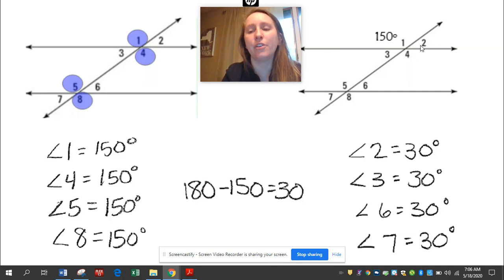So what I see here is that angle 2 is on a straight line with 150, okay? And we already learned that straight lines have to total 180 degrees. So 180 degrees minus 150 means that angle 2 has to be 30 degrees. So if angle 2 is 30 degrees, that means angle 3 is 30 degrees, angle 6 is 30 degrees, angle 7 is 30 degrees. So using our knowledge of vertical angles and straight lines, we were actually able to find all 8 of these angles. This diagram is super important so that you remember which angles are equal to each other and then which angles you have to use the straight angle 180 to figure out.